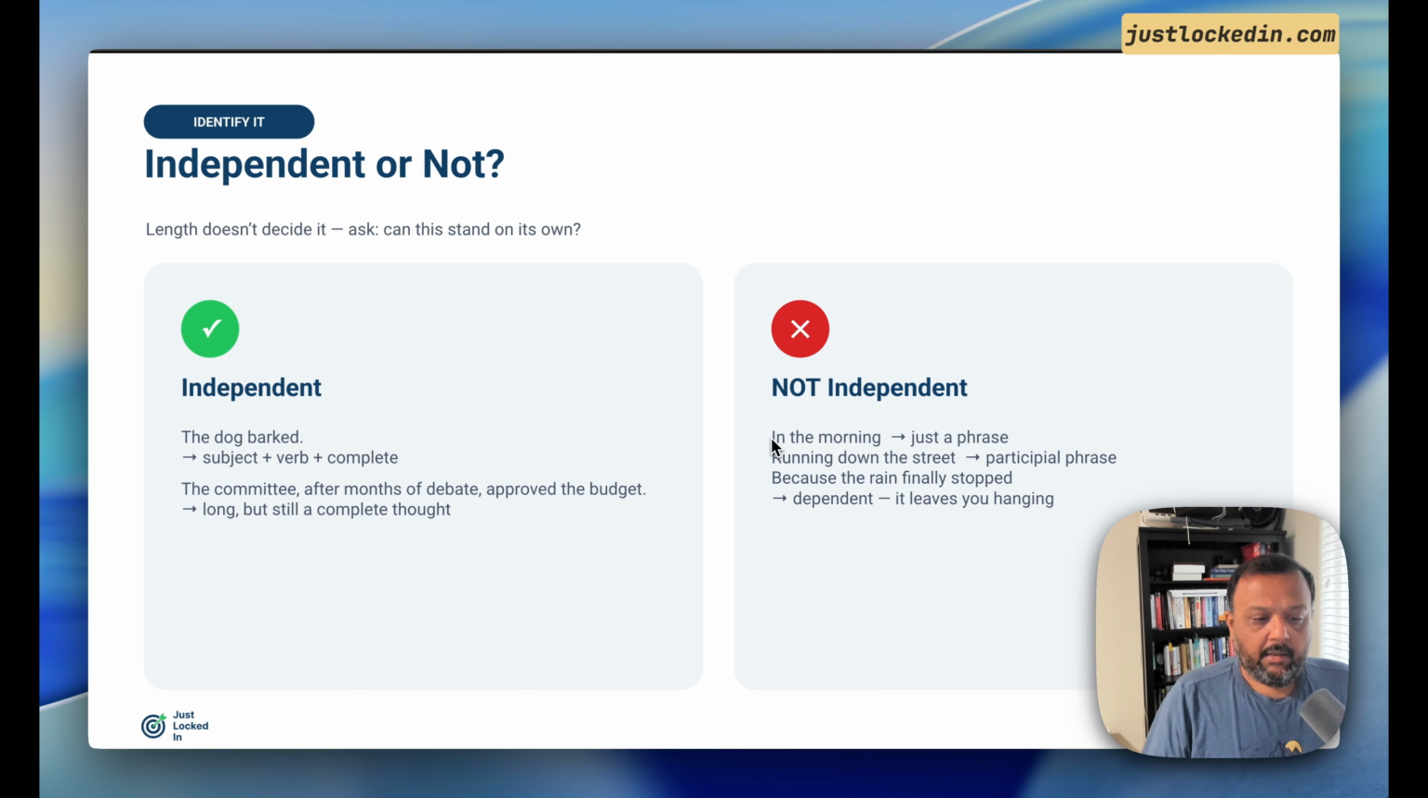Not independent: In the morning. It's just a phrase. You need something to complete the sentence. Running down the street. Again, it's not independent. Because the rain finally stopped. That is also not independent, because you started it with because, so you have to finish it with a reason. Legally, it's not a full sentence.